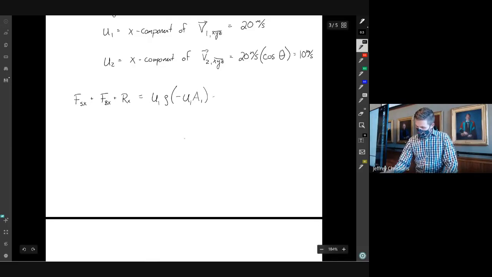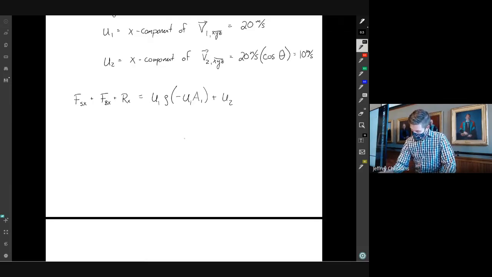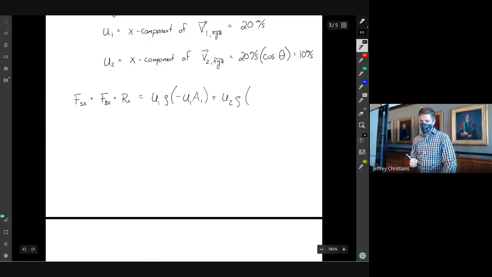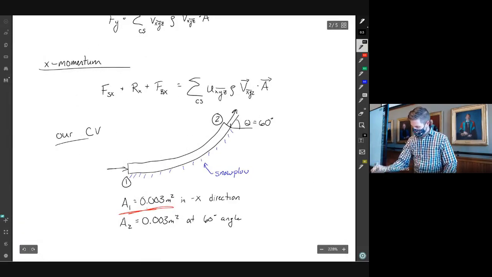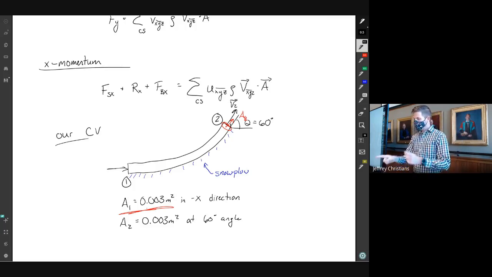Okay, plus, now the speed in the x direction, U2, times the density. Now we're going to do the dot product of the velocity and the area at side 2. And so we're looking at this side here. So that would be A2, and that is V2. So the velocity and the area are now both at a 60-degree angle.